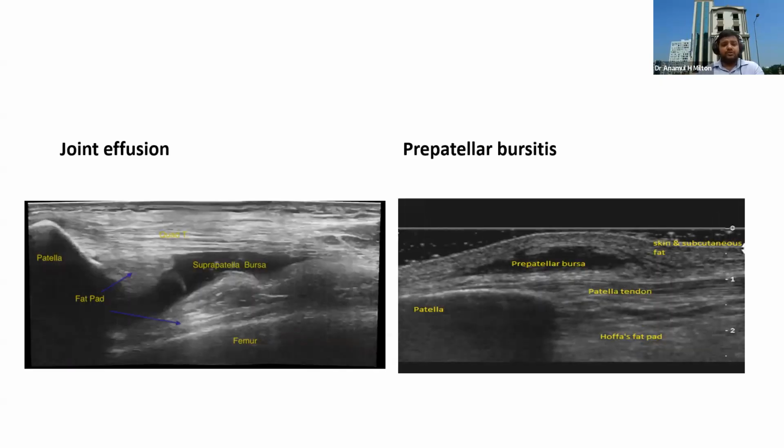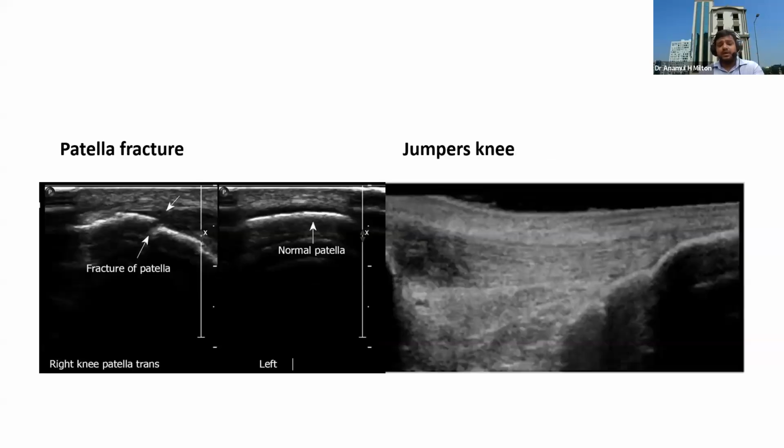This is the joint effusion. So there is a suprapatellar joint effusion. There is a small amount of fluid like here, but it is a suprapatellar collection. We can see this, and this is the prepatellar bursitis, and you should see this very gently because it is most superficial. If there is any trauma or injury, we can find out because it is just over the patella, so you can see it very easily under the ultrasound.